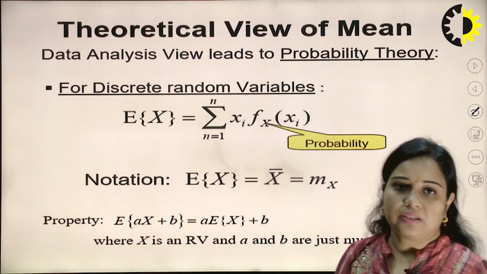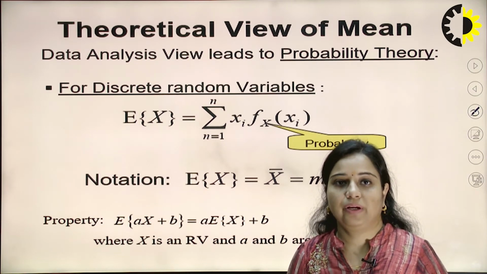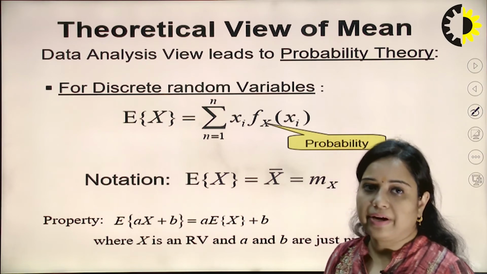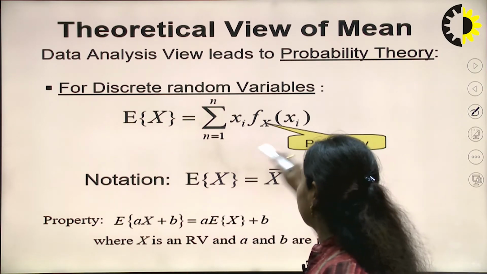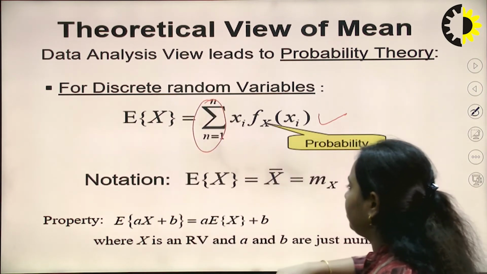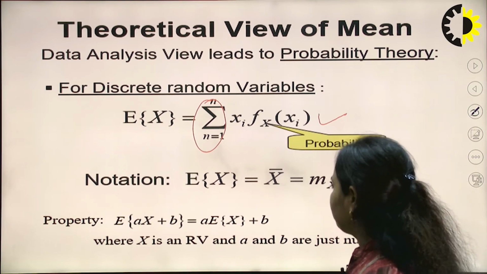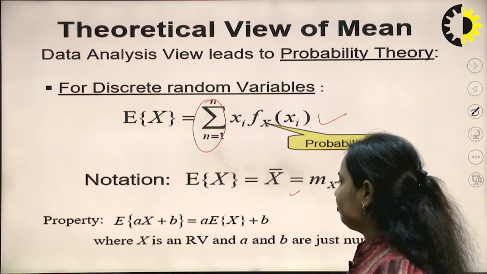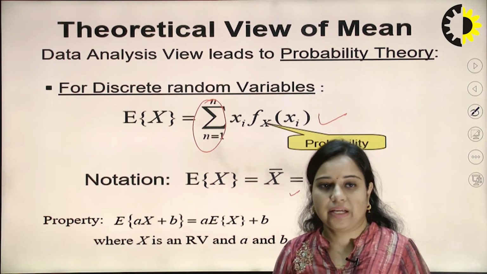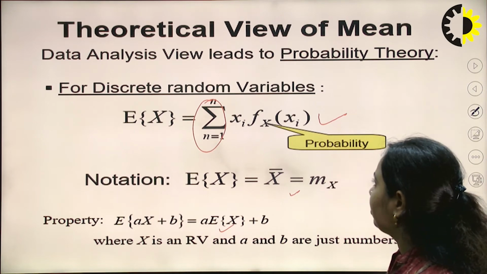Now, next is what I explained in the previous slide, how we calculate the mean of that particular random variable x. For a discrete random variable x, its formula will be this one. This is the discrete case, and I have discussed the continuous case, where the summation will be replaced by integration. This is the notation, and if some constants exist, then the formula changes to this one. So, that is the theoretical view.